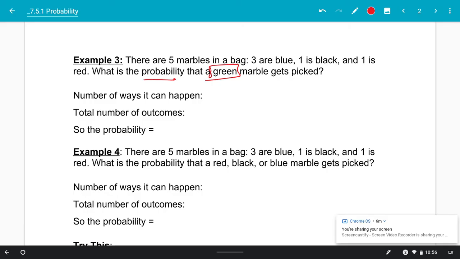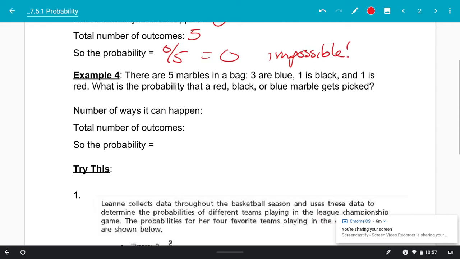Now, if you're sitting there going, I think Mrs. Murphy has lost it, well, you're not wrong. There are no green marbles in that bag. So how many ways could this happen if there are no green marbles in the bag? 0, right? There's no way that I'm going to reach into that bag of 5 marbles where 3 are blue, 1 is black, and 1 is red and pull out a green. It cannot happen. And our total number of outcomes of reaching into the bag and pulling out a marble, I have 5 different things that I could have pulled out. So our probability in this case is 0 out of 5. So again, if the number of ways it can happen is 0, that gives us a 0 probability, which if you remember means it's impossible. There's no way I could reach into that bag and pull out a green marble.